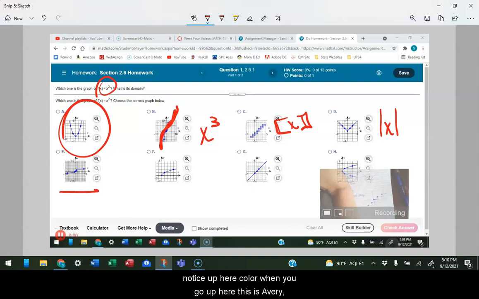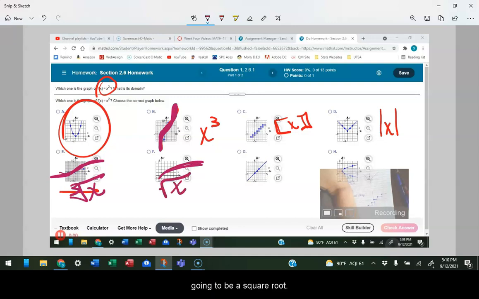Notice up here, let me change pen colors. When you go up here, this is a vertical shape. This is a horizontal shape. So your horizontal shapes will be roots. Since this goes in opposite directions, this is going to be an odd root, like a cube root. This is a horizontal movement, so that's a root, but it goes in one direction, so it's going to be a square root.